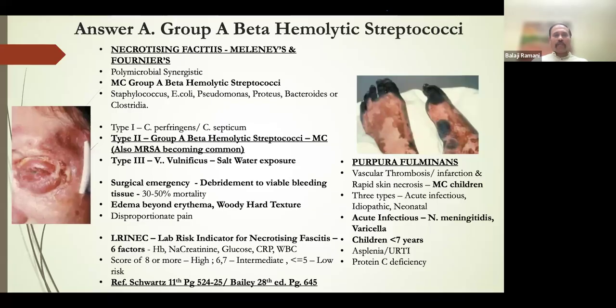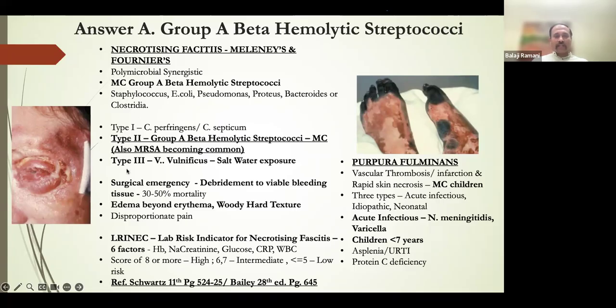Now, the most common infection is group A beta hemolytic streptococci. Other than that, what are the other organisms which can be there? You can have staphylococcus, Clostridia, E. coli, Pseudomonas, Proteus, Bacteroides. All these species are polymicrobial.